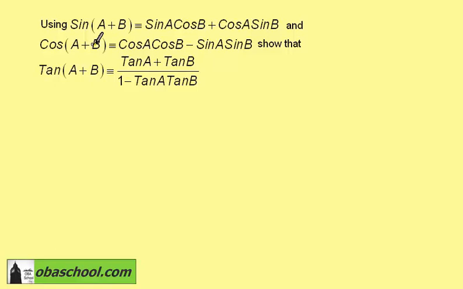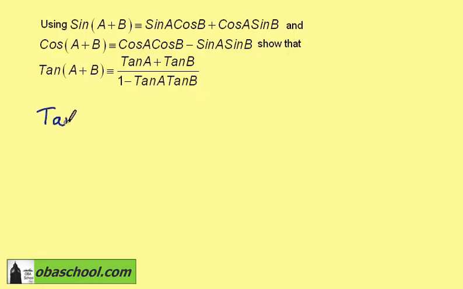Using sin(A+B) is identical to sin A cos B plus cos A sin B, and that cos(A+B) is identical to cos A cos B minus sin A sin B, we want to show that tan(A+B) is identical to (tan A plus tan B) divided by (1 minus tan A tan B).